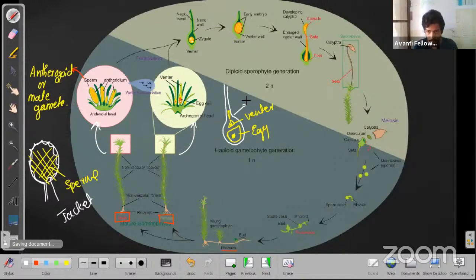Okay, they are like in plants now. Yes, they are almost like in the plants. Okay, and this is the neck. Okay, correct, like that only, Venkat.